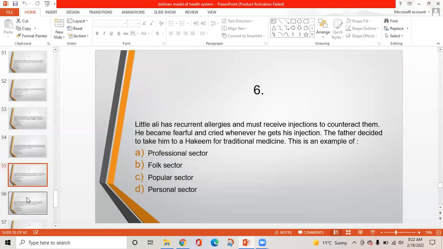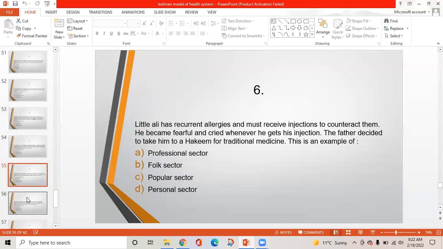Now, sixth MCQ. Little Ali has recurrent allergies and must receive injections to counteract them. He became fearful and cried whenever he gets his injection. The father decided to take him to a Hakim for traditional medicine. Now, this situation is an example of option A professional sector, option B folk sector, option C popular sector, and option D personal sector.